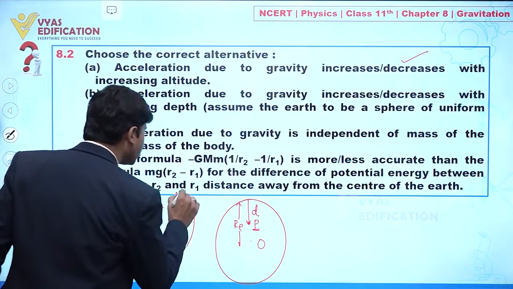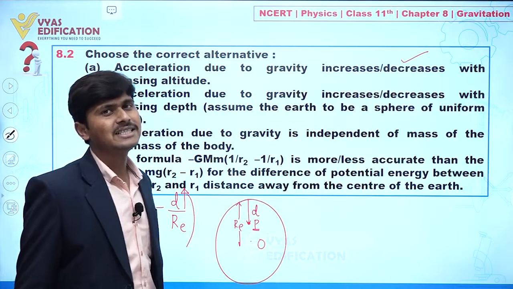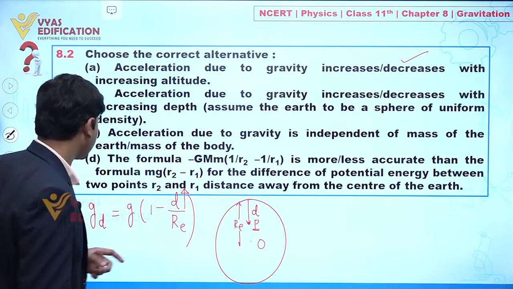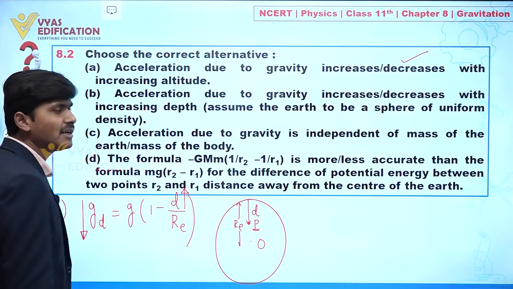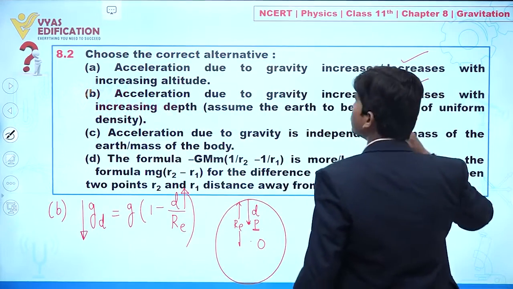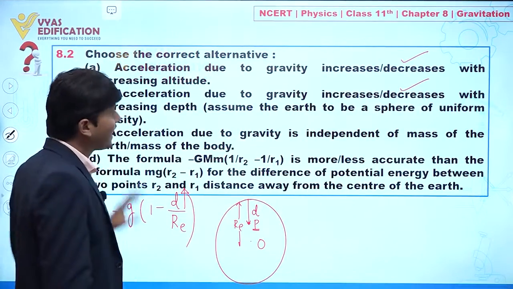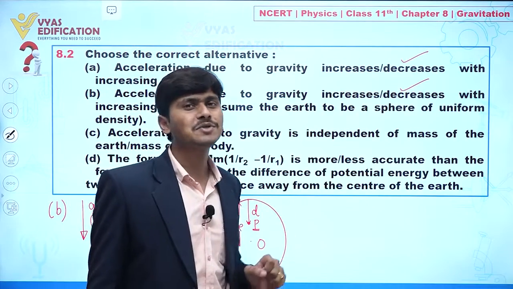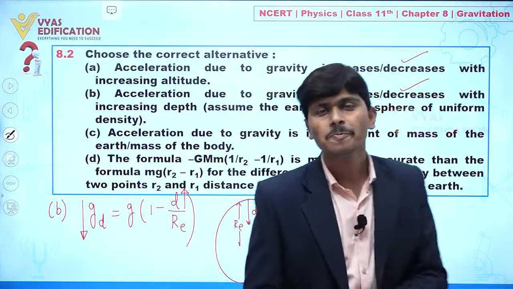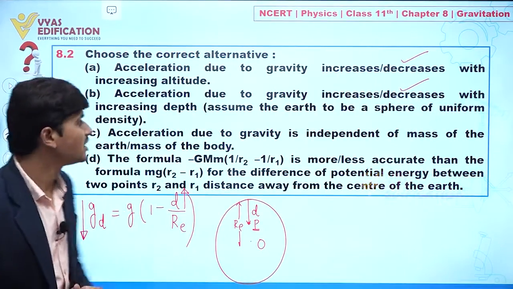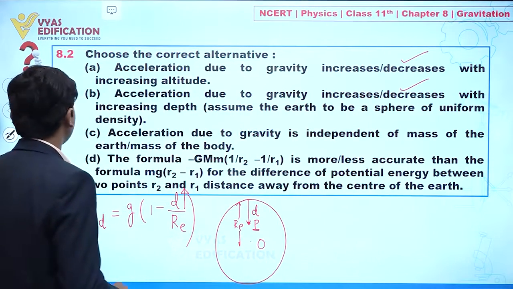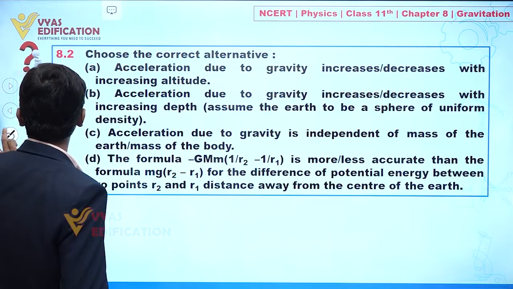Now as d is increasing, it means depth is increasing, so the acceleration due to gravity decreases. So acceleration due to gravity decreases with increasing depth. And we are taking an important assumption that the density of the earth is uniform. This formula is derived assuming the density of the earth is uniform. Okay, fine, complete.